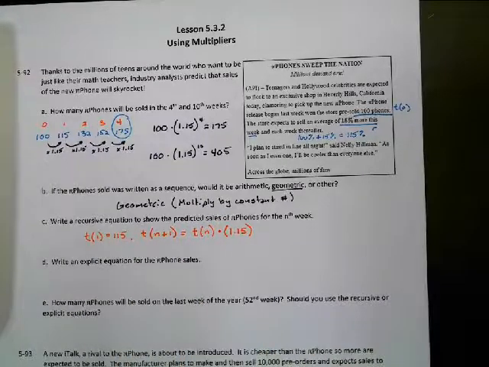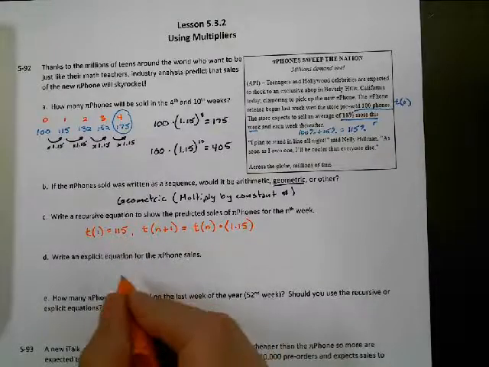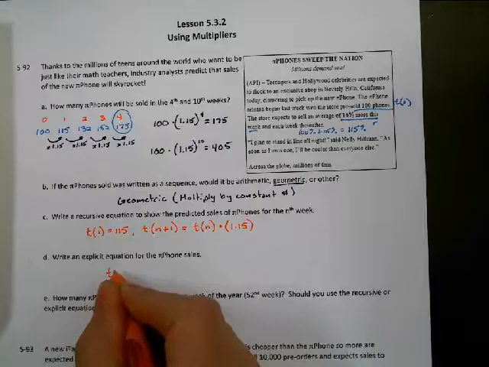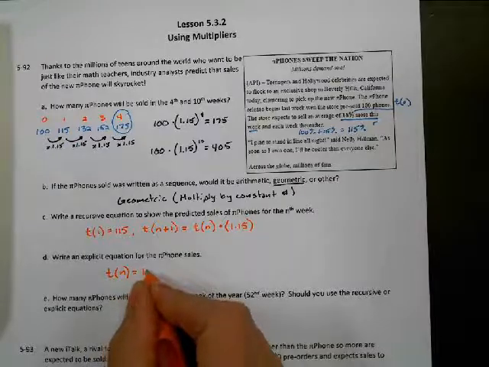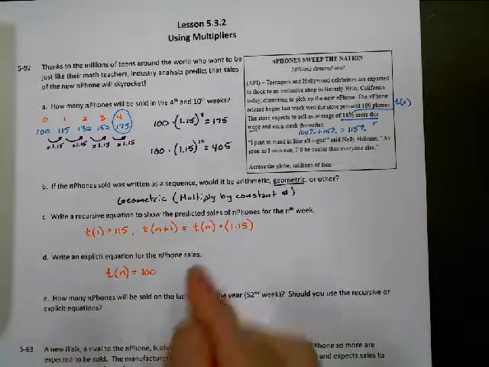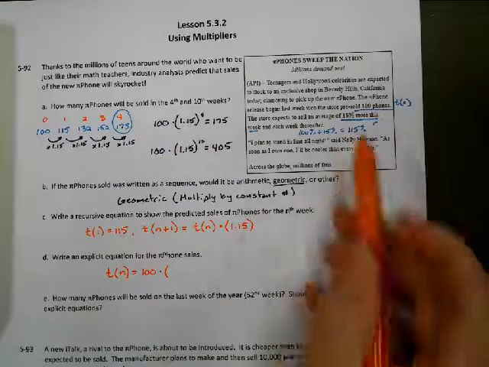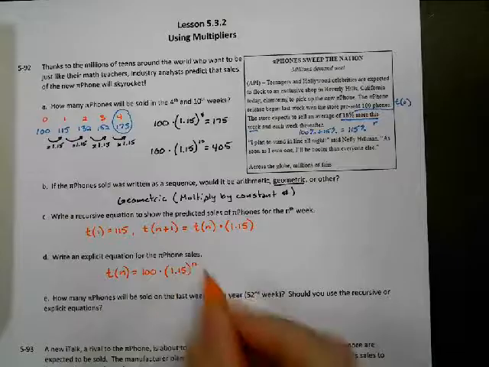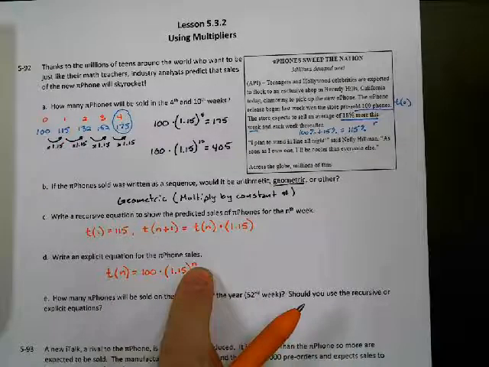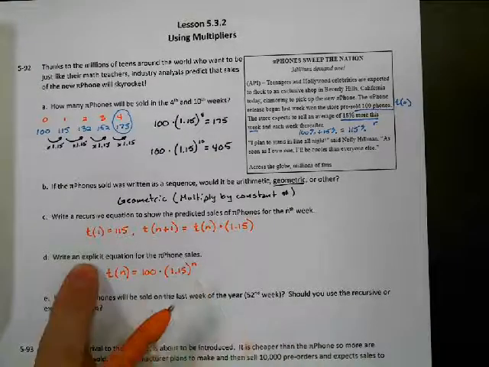The explicit form for this one is right up here. The explicit form for this sequence would be that any term that I want to find, T of n, would be found by taking 100, which is the zeroth term, and then multiplying by that common ratio of 1.15 to the nth power. So if I wanted the 10th term, I would take 1.15 to the 10th power, then multiply by 100. So we can skip to whatever we want to when we use the explicit formula.